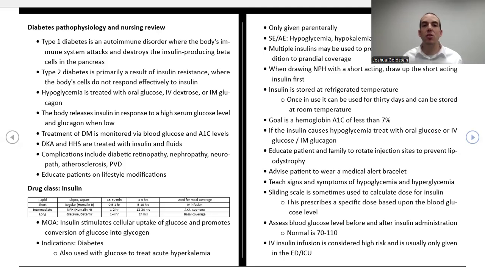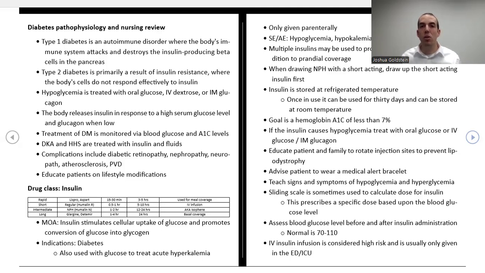Next, the body releases insulin in response to a high glucose level. We talked about that. We didn't mention that the body also needs to make sure the sugar doesn't get too low. In response to that, the body releases glucagon into the bloodstream to get our sugar level up. Treatment of diabetes is monitored. When you are actively treating a patient that has diabetes, we monitor their treatment or the progression of their treatment via either a finger stick glucose level or a lab glucose level, or most importantly, an A1C. So let's talk about those real quick.